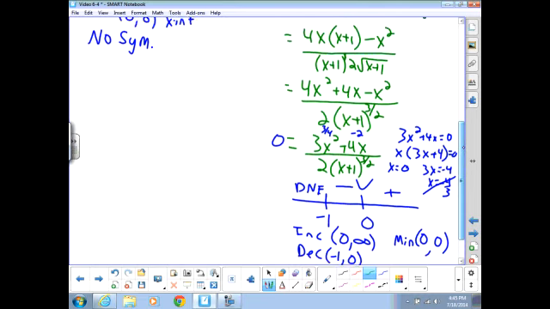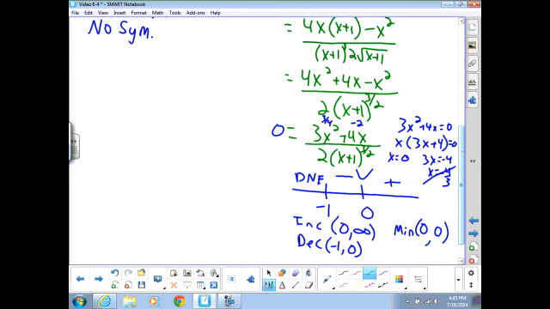So we'll have to take our second derivative now, which will be a little bit messy, and we're going to go from right here. So we'll have low d high. So we'll have 2 times (x plus 1) to the 3/2 times (6x plus 4). Then we'll have minus high d low, so (3x squared plus 4x).